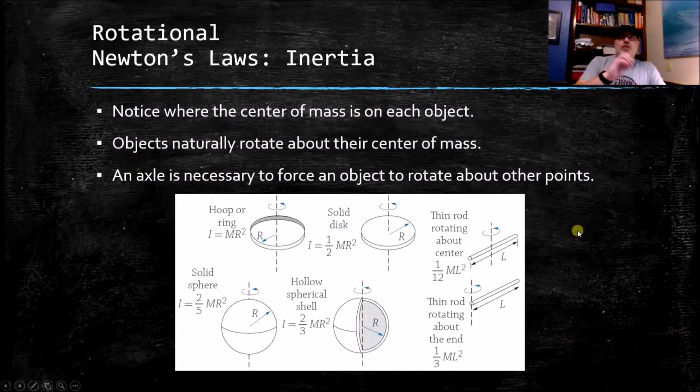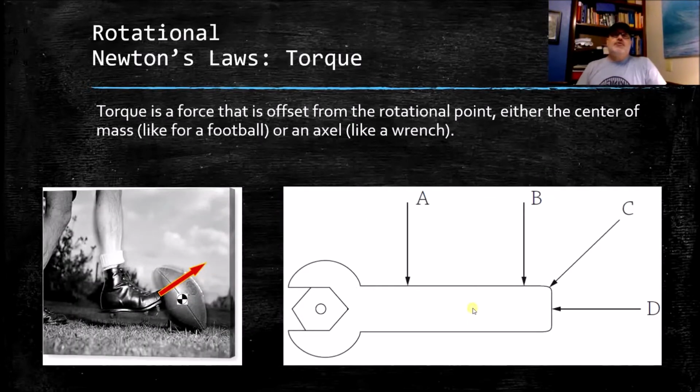Now I want you to notice where the center of mass of all these objects is. Center of mass is in the center of these discs, in the center of the spheres, and in the center of the rod. All objects will naturally rotate about their center of mass. If you want them to rotate about a different spot than their center of mass, then you have to put an axle in there, like this rod. If we throw it in the air, it won't naturally rotate about this end. We'd have to pin it down and put an axle through there to make it rotate about the end like this.